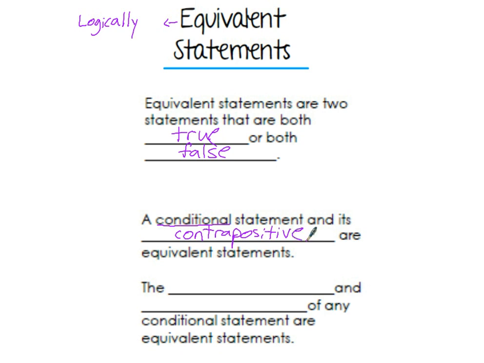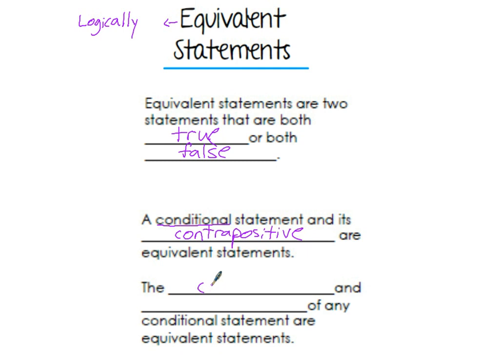So the contrapositive was that weird one where you apply both things. You switch them and you negate them. So if your original conditional statement is true, that contrapositive is always going to be true also. If the conditional statement is false, the contrapositive is going to be false. Okay. The other two that are always logically equivalent statements are the converse and the inverse.